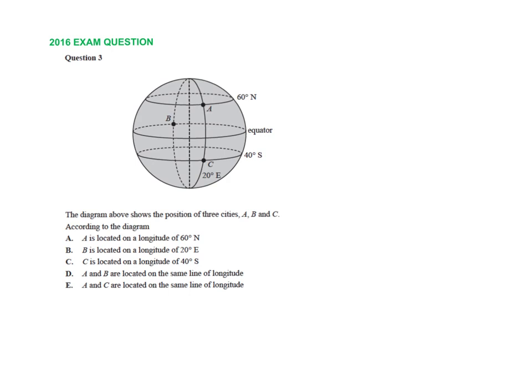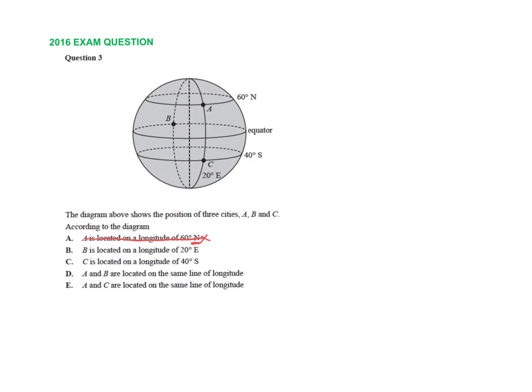Here's another example. It says the diagrams show the position of 3 cities, A, B, and C. According to the diagram, A is located on a longitude. So here we've got to decide which is the correct answer, and it says A is located on a longitude of 60 north. Well, this is definitely wrong. North is given for latitudes. So we're going to get rid of that. And B is located on a longitude of 20 east.